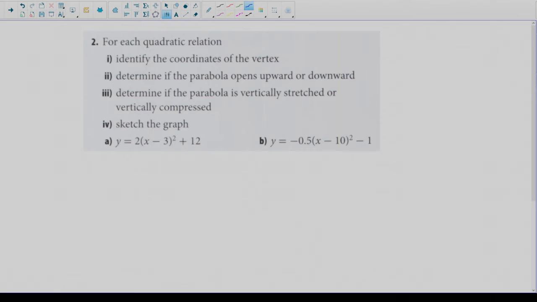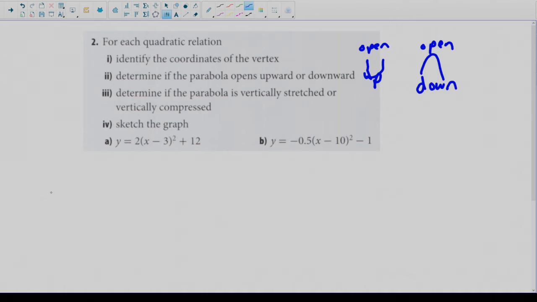So for this question, it says, for each quadratic relation, identify the coordinates of the vertex. Determine if the parabola opens upwards or downwards. Now, what does that mean? That's just another way of saying smile or frown. Opening upwards looks like this. Opening downwards looks like this. Okay? So that's just another way of saying, is it a smile or a frown? And then it says, determine if the parabola is vertically stretched or vertically compressed. It then also says to sketch the graph.